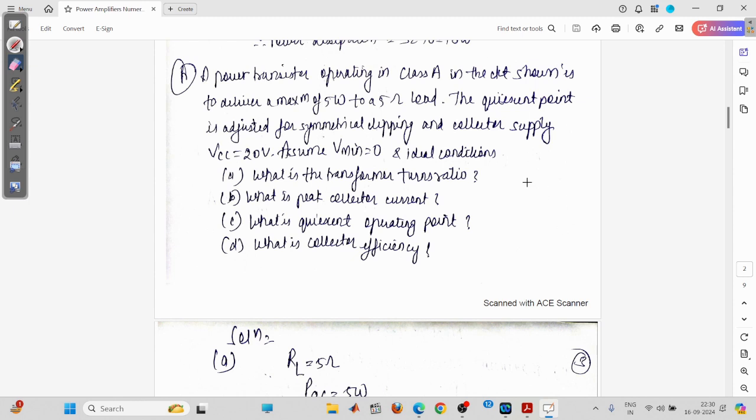So I think this is the transformer coupled. I have not shown it in the figure, but I'll try to draw. In the transformer coupled, you can see that there is a transformer between the DC biasing voltage and the collector terminal. This is the primary winding. This one is the secondary winding, and we have shifted our load resistance from primary to the secondary.